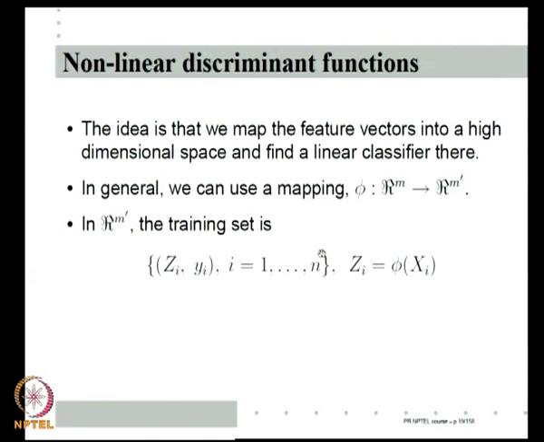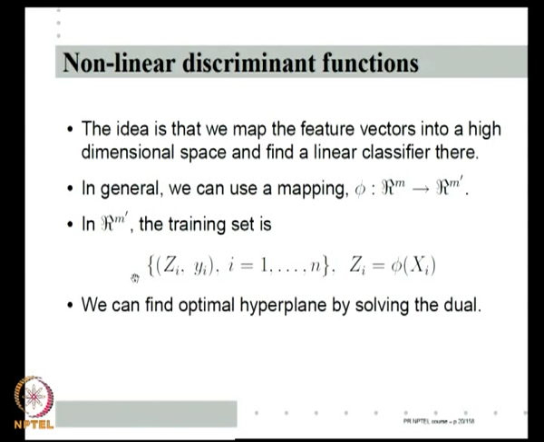Remember that. So, in the R^m prime space, the new space, what will be the training set? The training set will be (Z_i, y_i), where Z_i is equal to phi of x_i. Earlier the training set was (x_i, y_i) in the m dimensional space. Now, in the m prime dimensional space, the training set will be (Z_i, y_i), where Z_i is phi of x_i. With respect to Z_i, I want to find a linear classifier. That is the same as finding the optimal hyperplane by solving the dual.